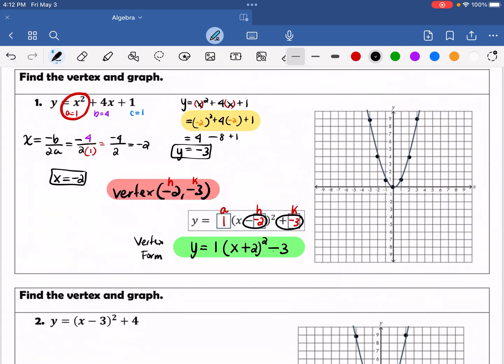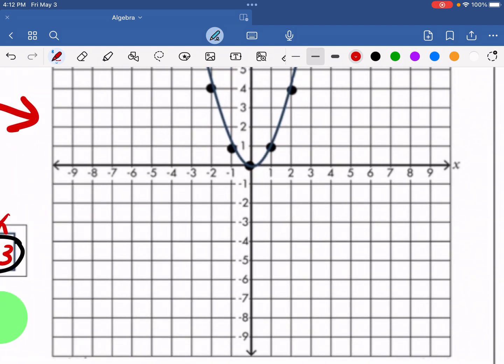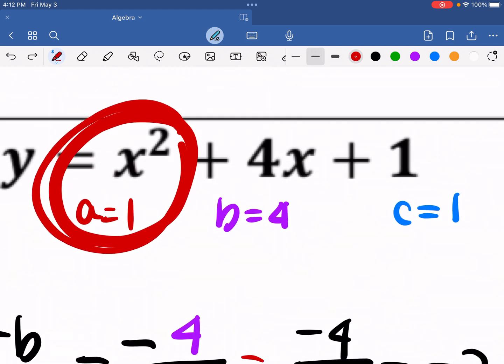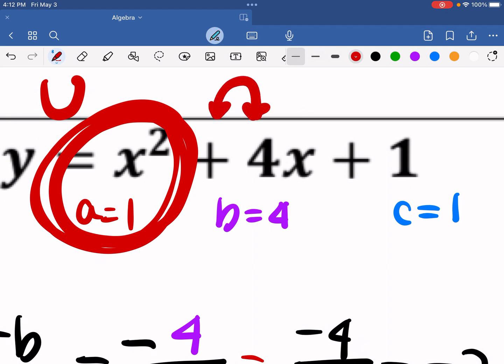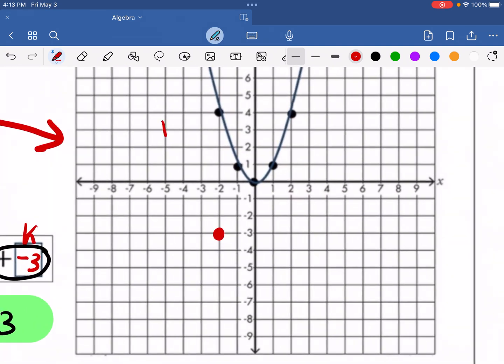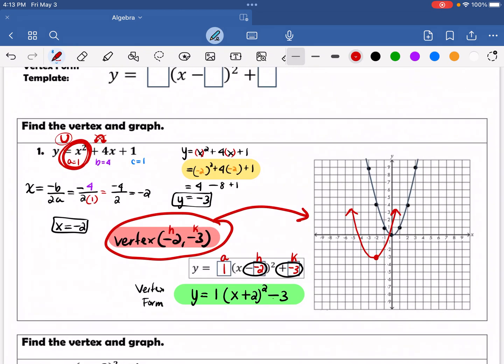You can graph it. The one that you're graphing is the vertex. This is the one that goes onto the graph, negative 2, negative 3. Negative 2 is left and negative 3 is down. And now is it a U or is it upside down? How do you know? You go back to A. If this number is positive, it's a U. If it's negative, it's upside down. Well, it's positive 1, so it's just a regular U. So I'm going to go back to here and just do a regular U. And now you have a pretty good graph and idea of how to do number 1.